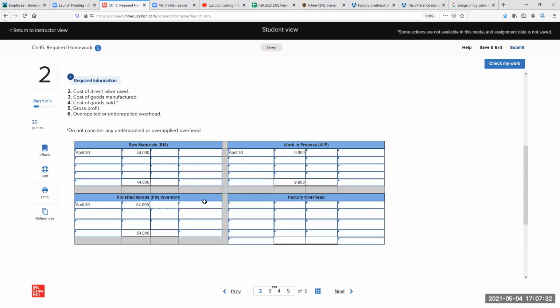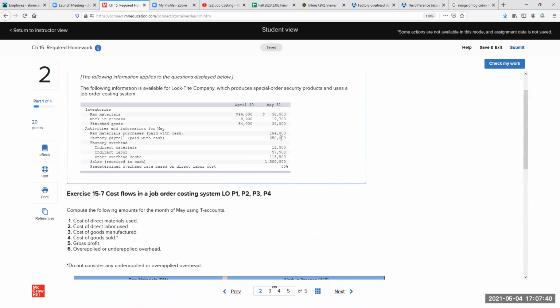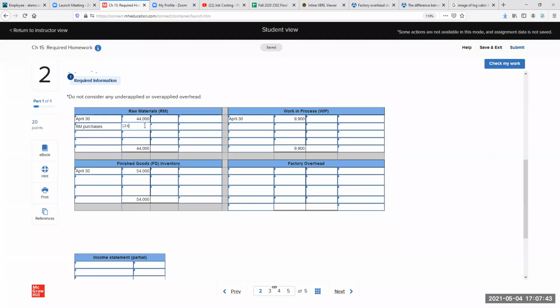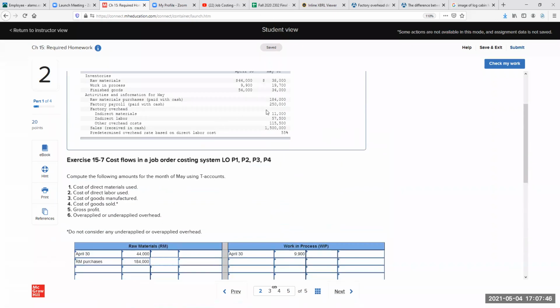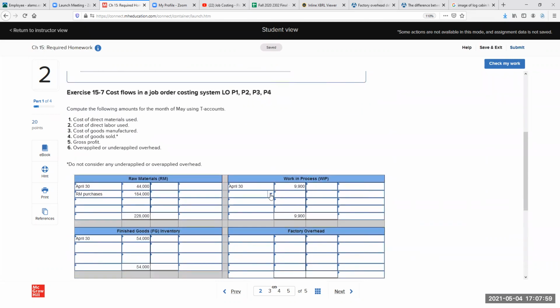Raw materials we buy 184,000. So we got to go find purchases. Raw material purchases are 184,000. Okay, what else can we use? We got factory payroll, 250,000. But part of the labor is indirect labor. So the direct labor goes here. So let's put this down. Direct labor, see there, indirect labor. So the direct labor goes in work in process, but the indirect labor goes here.